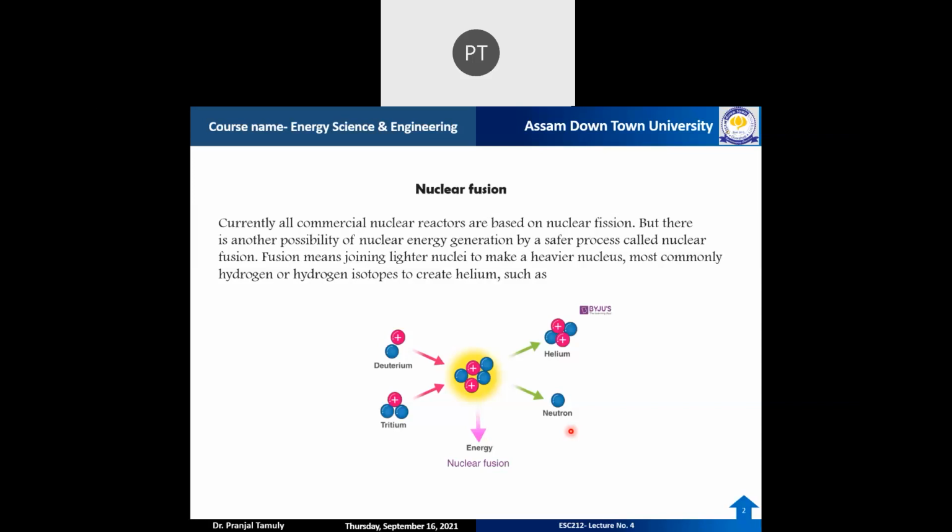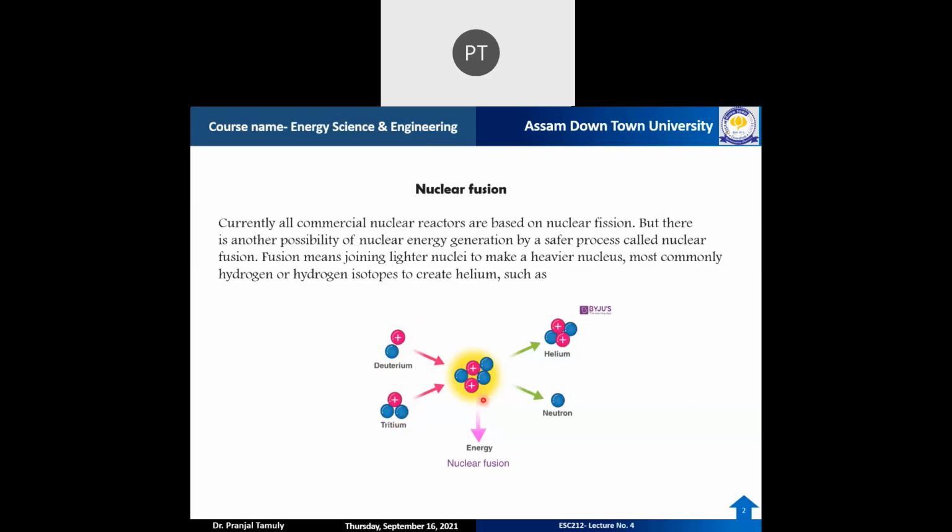So when you see this figure, these are the two isotopes of hydrogen, deuterium and tritium. One of the main differences is that here there is one proton and one neutron, but in tritium there are two neutrons. So the number of protons is the same, but the number of neutrons is different in these two isotopes. When you fuse these two isotopes, it will produce a heavier element, that is helium.